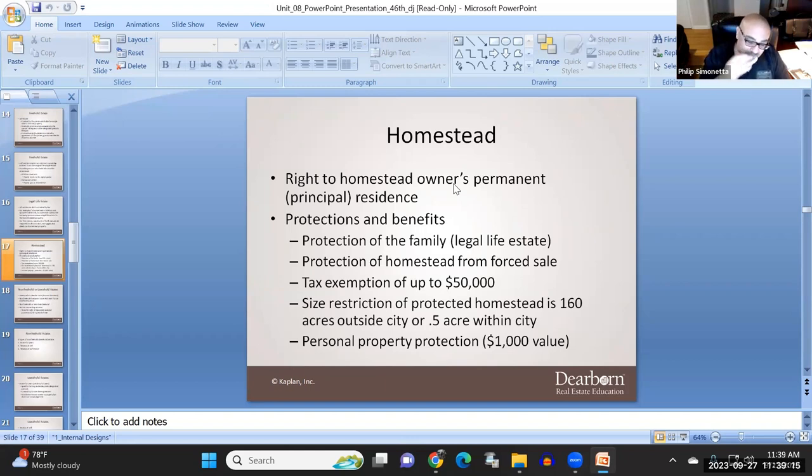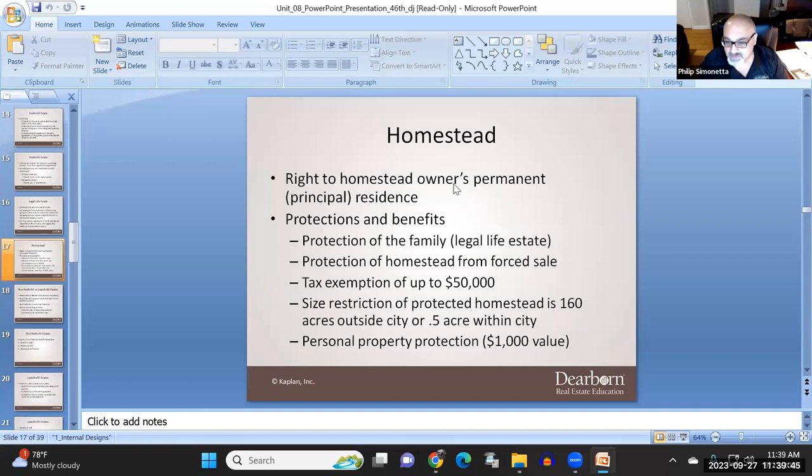So anyway, he moved to Florida and bought a mansion. They sued him for millions, but they can't get it. All his money's in the mansion, and that will go to his kids. So that's an example of homestead being used for a reason like that. It protects the family. It protects the homestead from a forced sale. They can't sue you and make you sell your house.